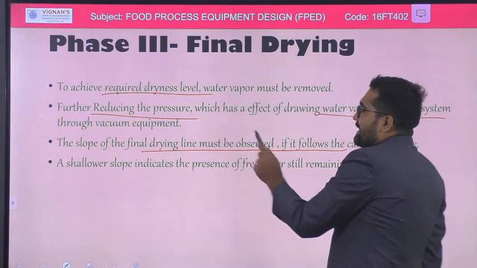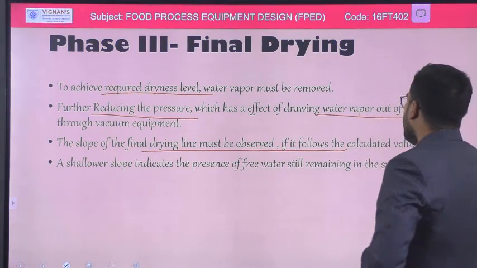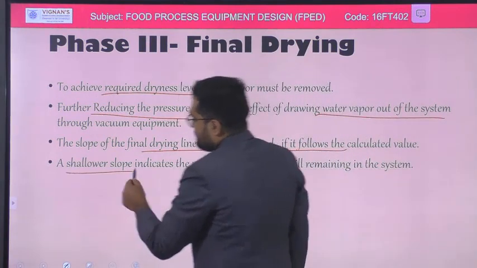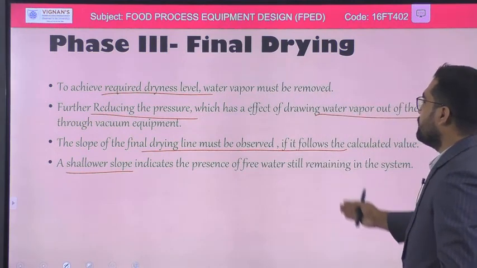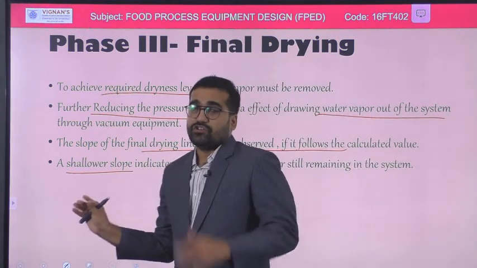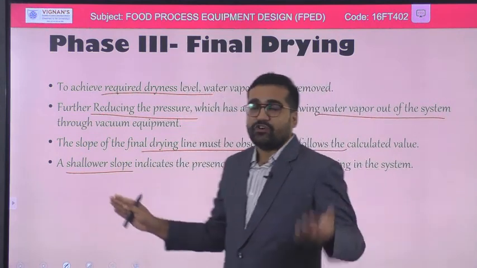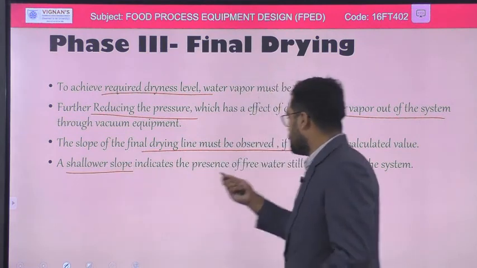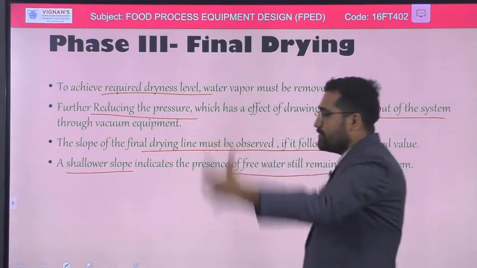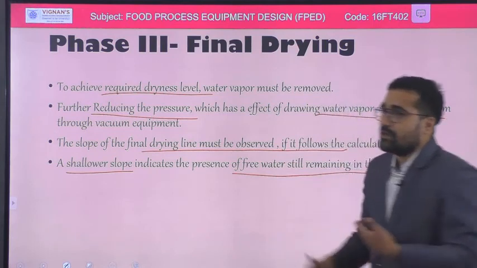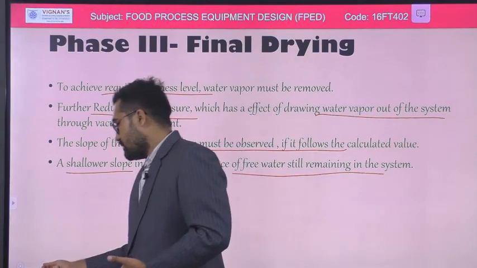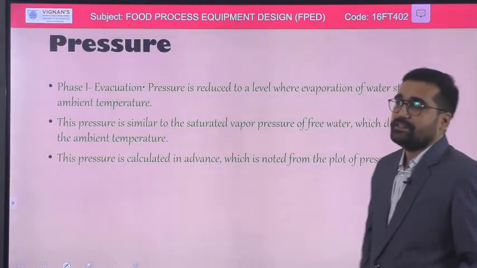The slope of the final drying line must be observed, and if it follows the calculated value, a shallower slope, if the slope is less, it indicates the presence of free water still remaining in the system. If the slope is very less or there is no slope, if we are getting a constant drying rate curve, then it means the free water is still there, we don't have to go for the final drying, phase 3. We can continue with phase 2. Phase 3 comes when this slope becomes steeper. So this is how we identify phase 2 or phase 3.